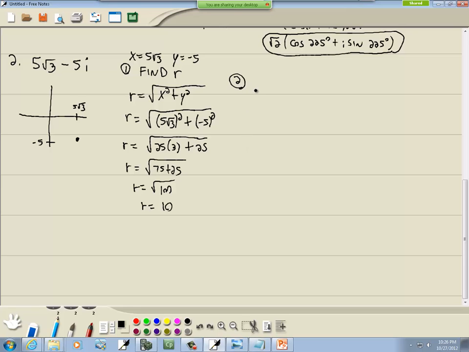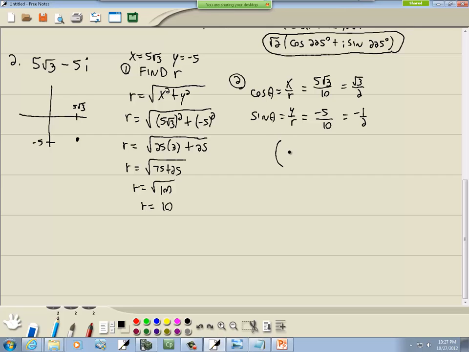Okay, see if it's on the unit circle. So cosine theta is equal to x over r, and sine theta is equal to y over r. Well, x was 5 square root of 3 over 10. 5 and 10 are both divisible by 5, so that gives us square root of 3 over 2. Now y is negative 5 over r, which is 10, so that gives us negative 1/2.